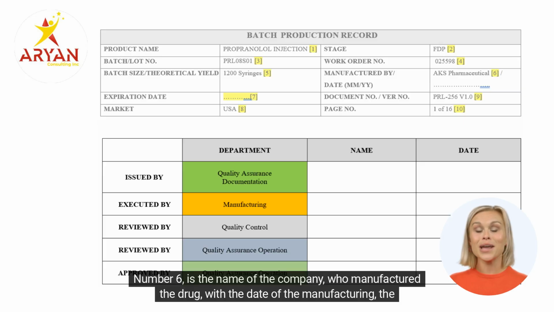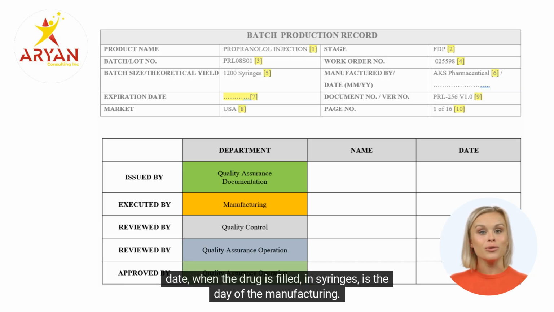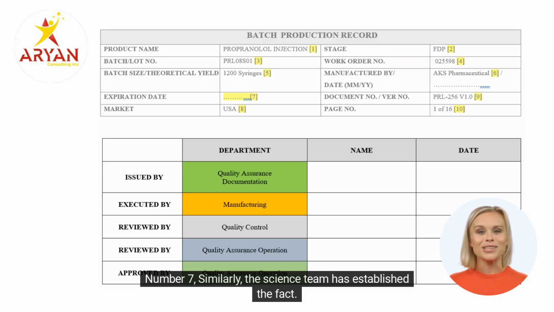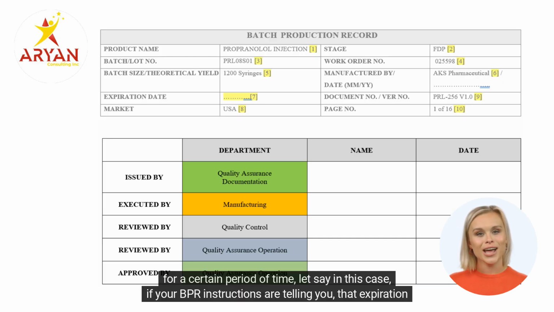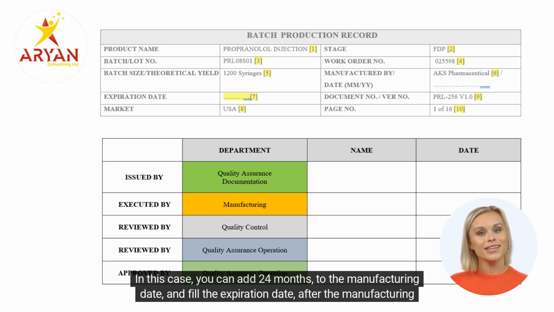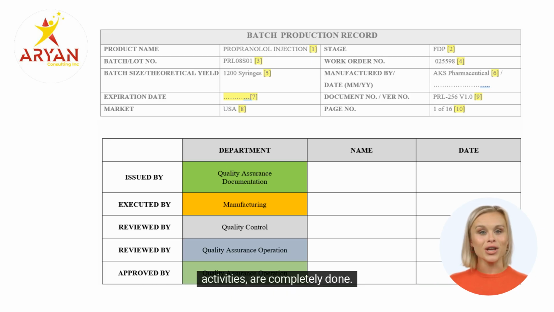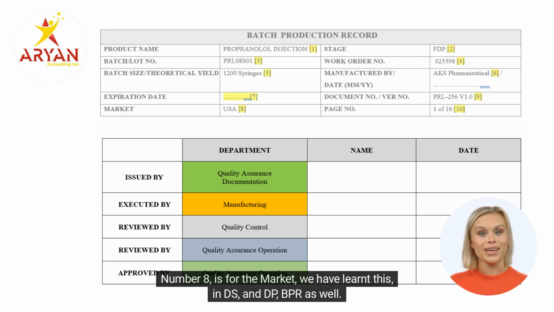Number 6 is the name of the company who manufactured the drug with the date of the manufacturing. The date when the drug is filled in syringes is the day of the manufacturing. Number 7, similarly, the science team has established the fact that the drug will be stable for a certain period of time. Let's say in this case, your BPR instructions are telling you that expiration period is 24 months. In this case, you can add 24 months to the manufacturing date and fill the expiration date after the manufacturing activities are completely done.